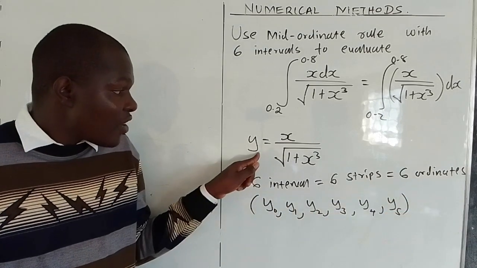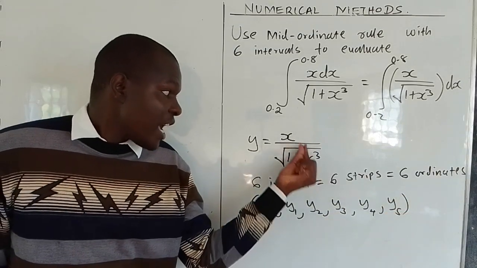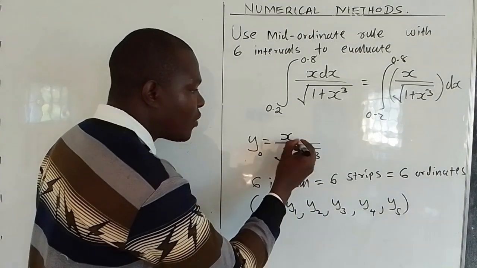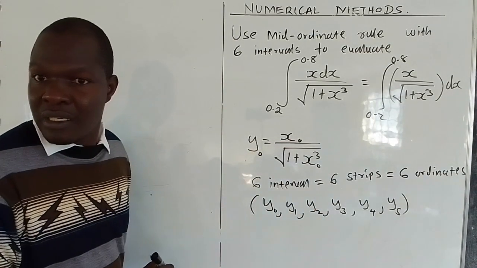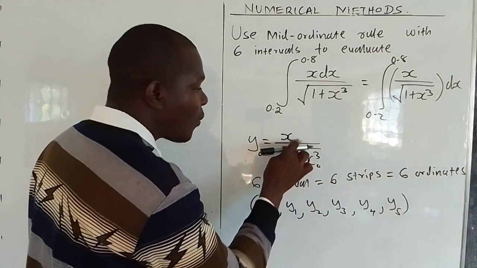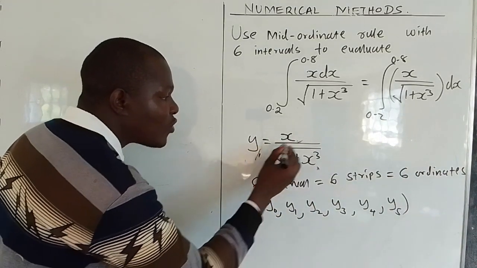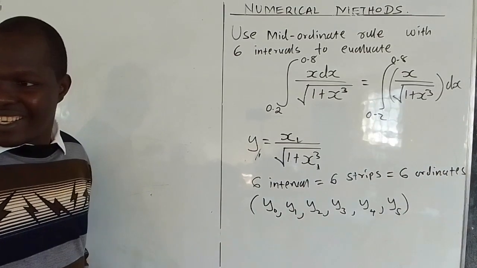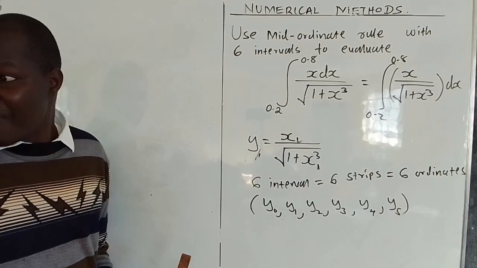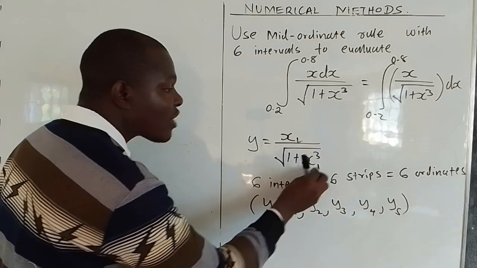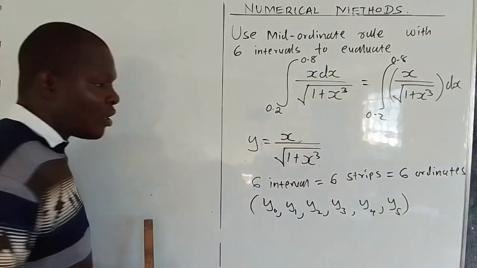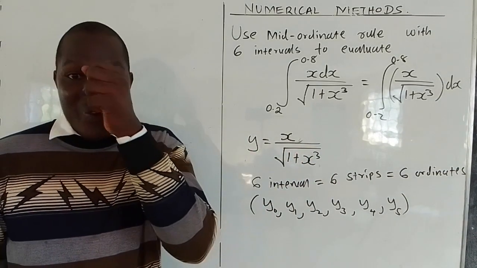Meaning if you put Y0 here, then where there is X, you put X0. When you want Y1, anywhere you see X, you put X1. Are you seeing how you are going to get there? When you want Y2, because those are coordinates. So the next thing we need to get is what?